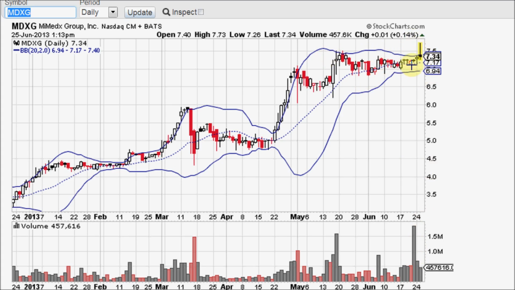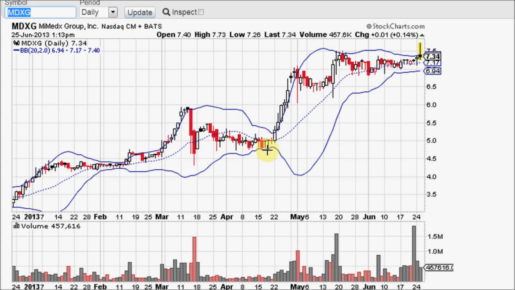The Bollinger Bands were pinching, so you can expect to see some increased volatility here. So when you hear a trader talking about the pinching of the Bollinger Bands, look out for a big move to happen. If it moves to the upside, it could be a nice trade.